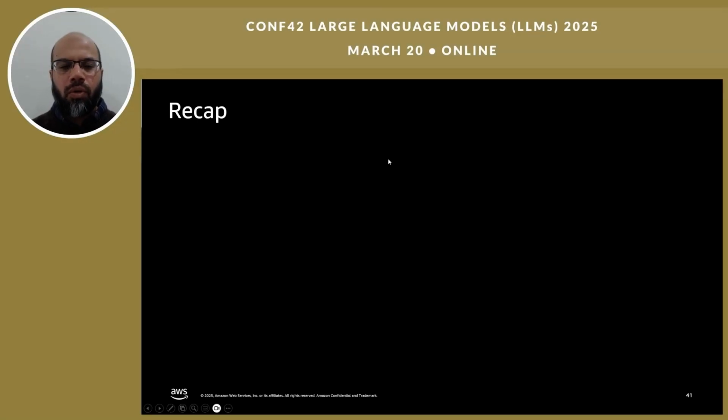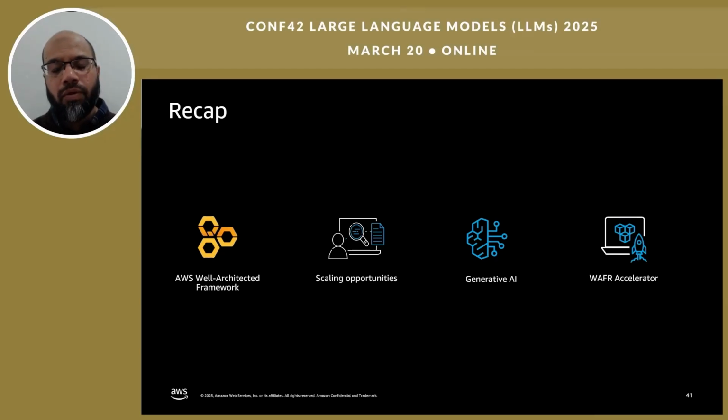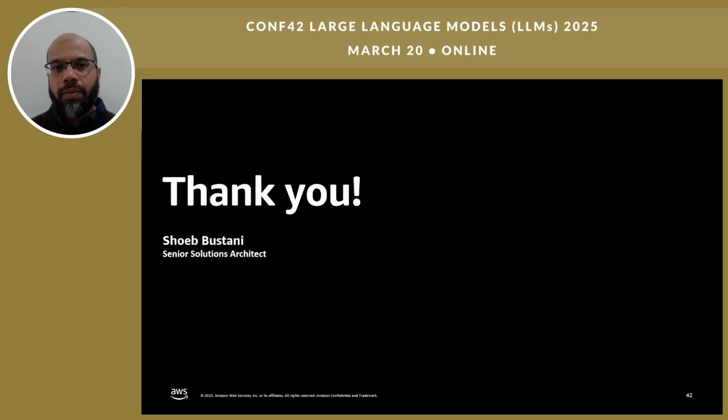Before we conclude, let's have a quick recap. We started with the AWS Well-Architected Framework, the pillars and lenses, scaling opportunities as you expand your cloud footprint, and how generative AI could provide answers for some of the scaling opportunities for the reviews. And I showcased the WAFR Accelerator, which demonstrates the art of the possible when it comes to reviewing using Gen AI. So this brings me to the end of this presentation. I thank you all for joining this session.